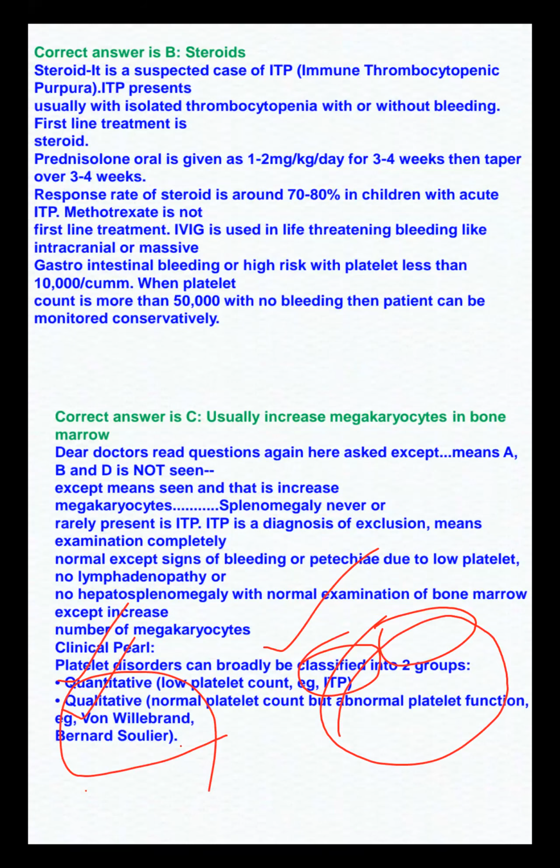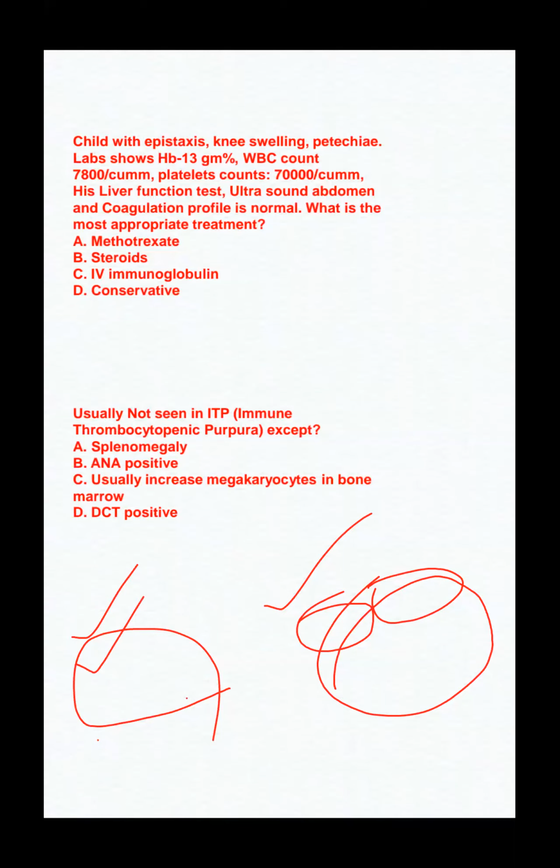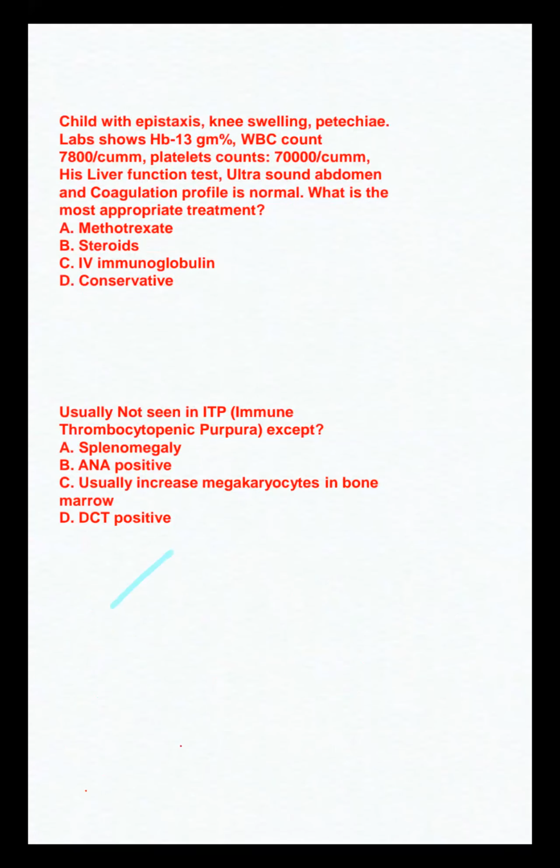I will post it later. In ITP and TTP cases, you have to understand that we will find megakaryocytes, but there will be no hepatosplenomegaly, no DCT positive, no ANA positive. ANA means what? It is for autoimmune conditions. We will find ANA in SLE, RA and Sjogren's syndrome, but it is not like that here. ANA is for autoimmune disease, where it will be positive.